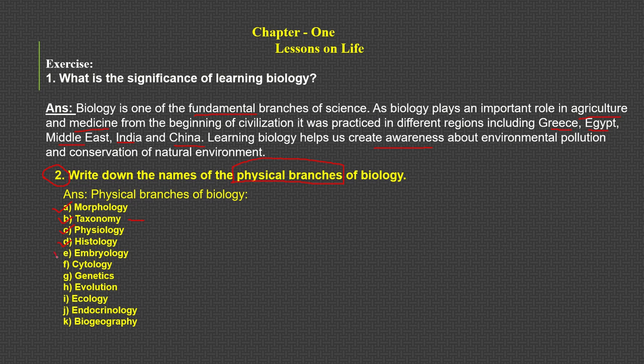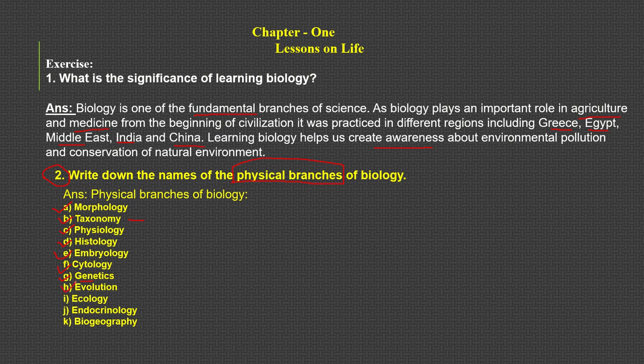in this branch. Embryology. Embryology discusses the origin of gametes, the origin of the embryo from the fertilized egg, and the development of the embryo. And next one is cytology. Cytology is mainly about the cell in the body of an organism. Genetics. Genetics is specially about genes and heredity.